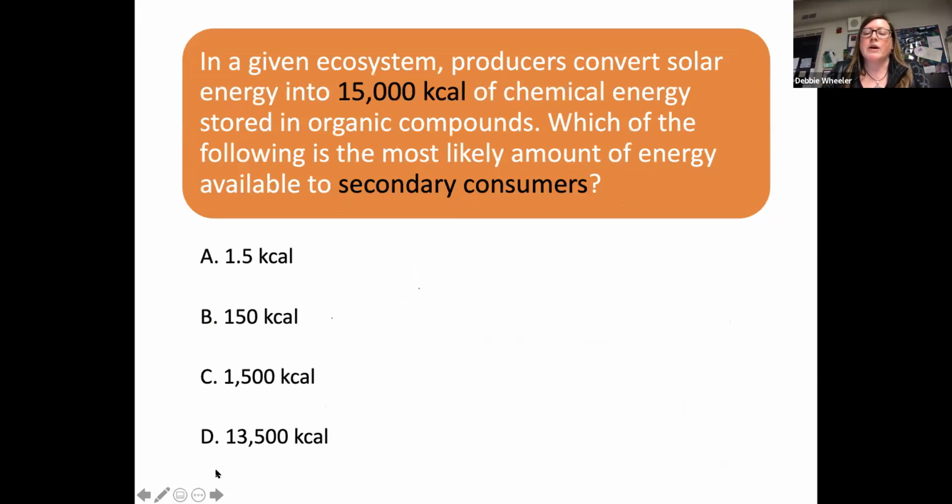and maybe we can run a quick poll and make sure everybody's good on it. In a given ecosystem, producers convert solar energy into 15,000 kilocalories of chemical energy. Which of the following is the most likely amount of energy available to secondary consumers? Make sure I bolded it, make sure you're reading which level consumer it is. You're thinking about those questions carefully.